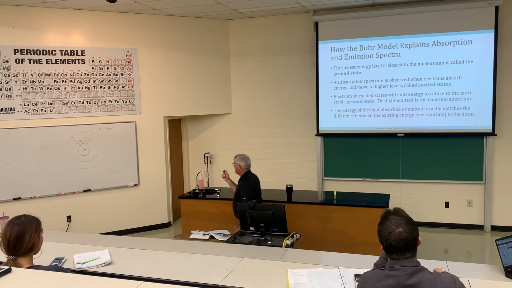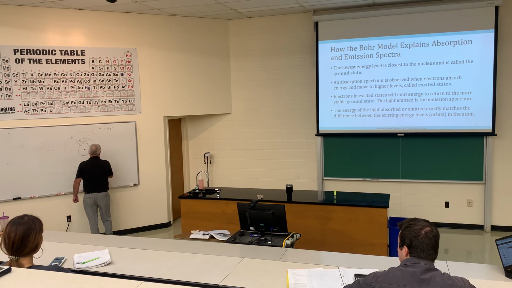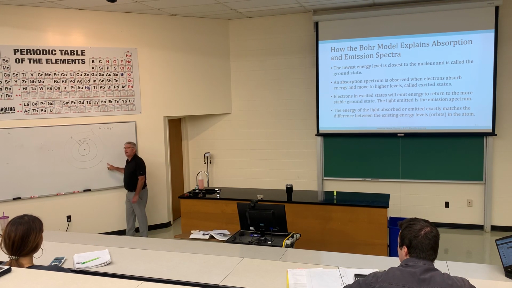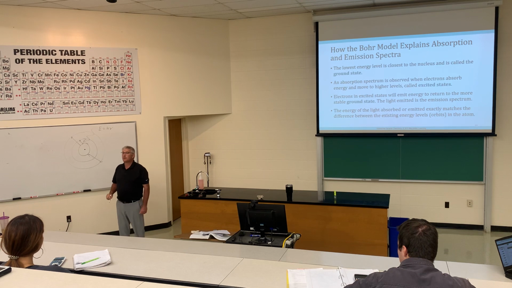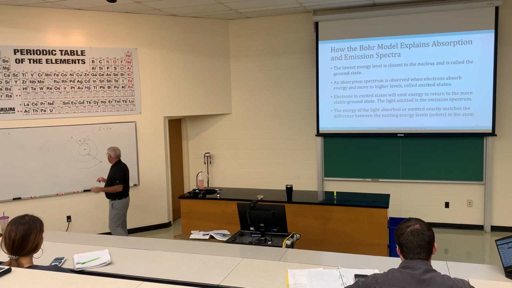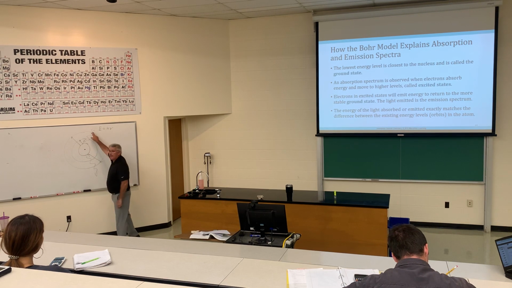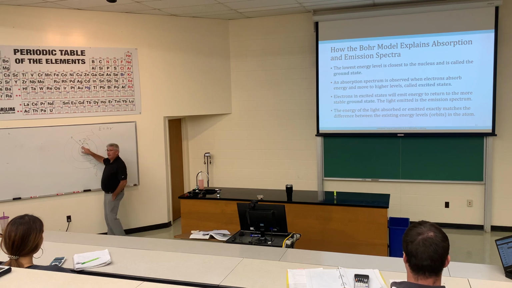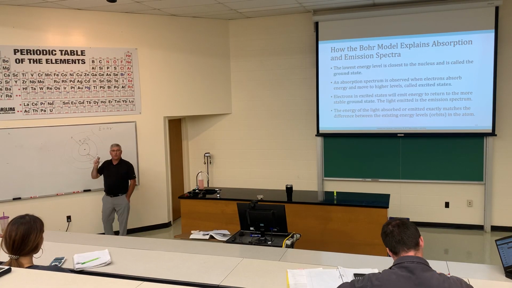But now what happens if I get an electron and it's residing in an excited state in the second energy level and it goes back down to the ground state? What happens? We get emission, don't we? And the emission is going to be the same energy that it took to get it from the ground state to go up. And so we're going to get emission.